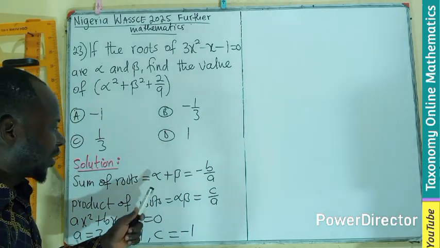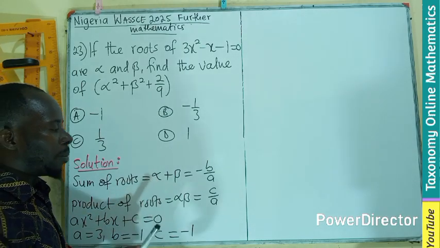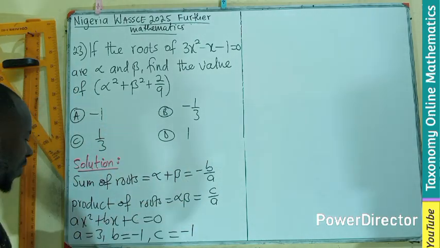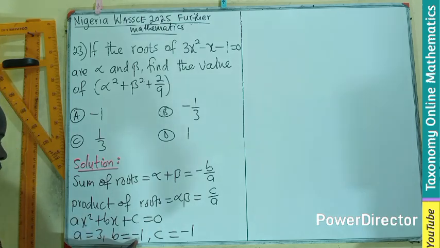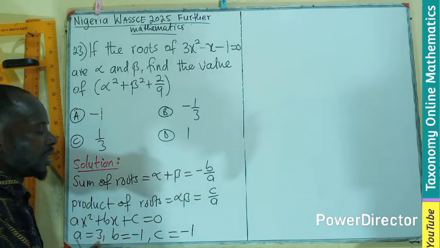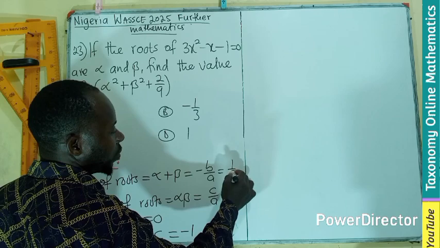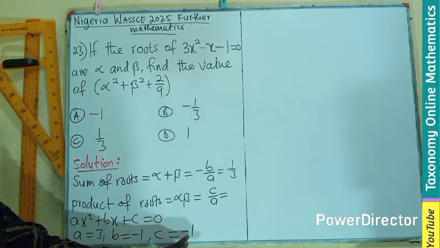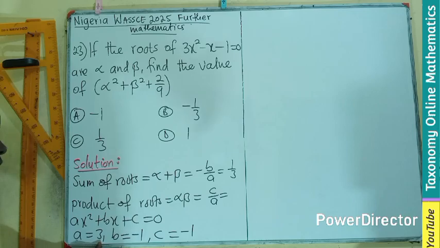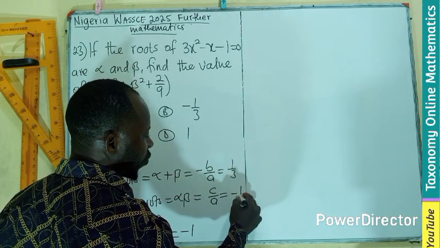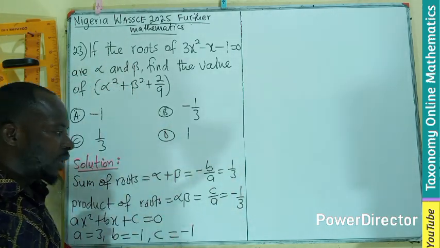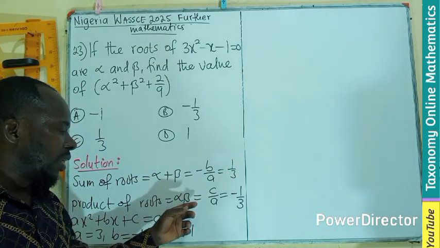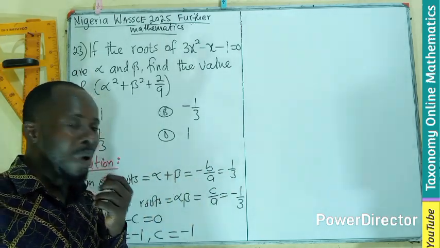That simply means that your sum is going to be minus b over a. Minus b over a would be a value of 1 on 3. Then c over a is minus 1 over 3. So the sum of the roots is going to be 1 on 3, and the product is going to be negative 1 on 3.